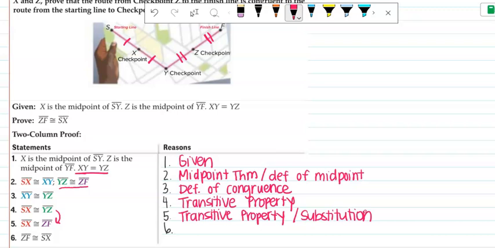Okay, and then notice in the last, from 5 to 6, all we did is we allowed those two segments to switch sides, and that would be our symmetric property. Okay, and that is it for part 2.